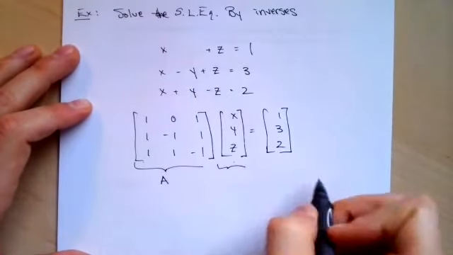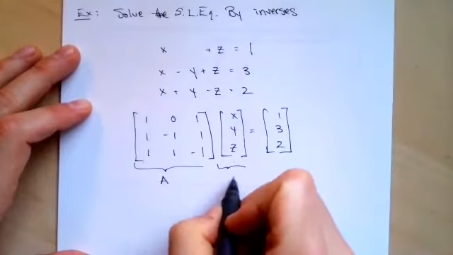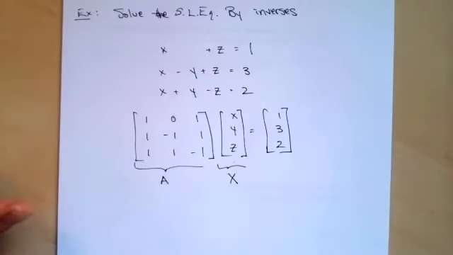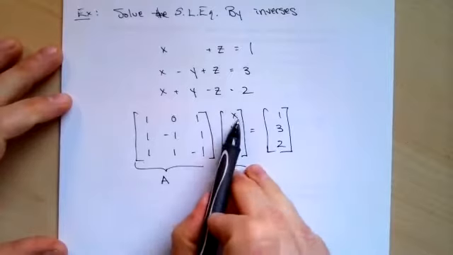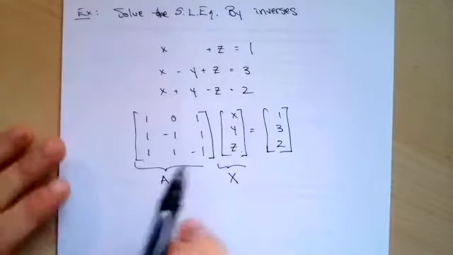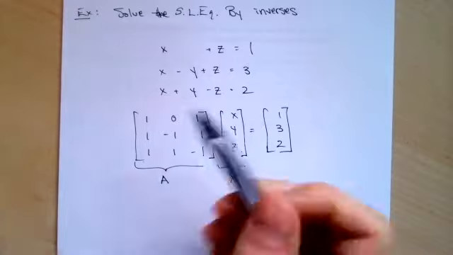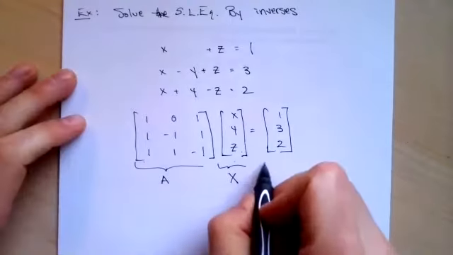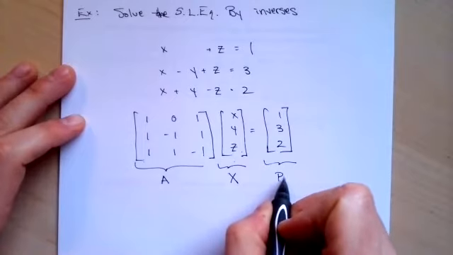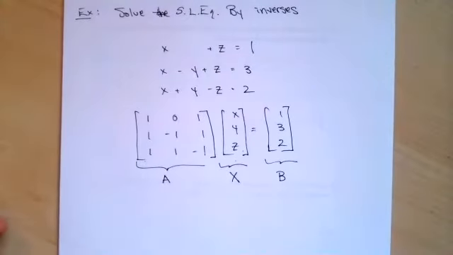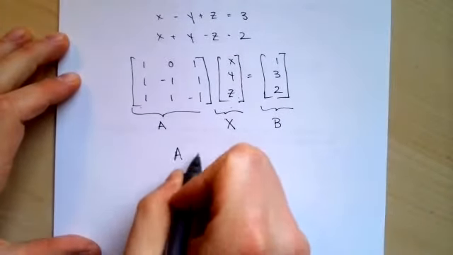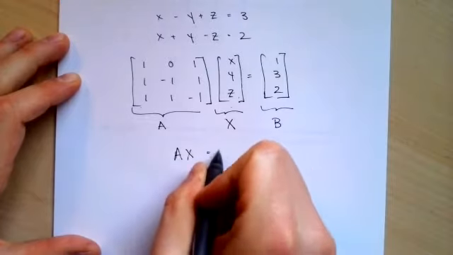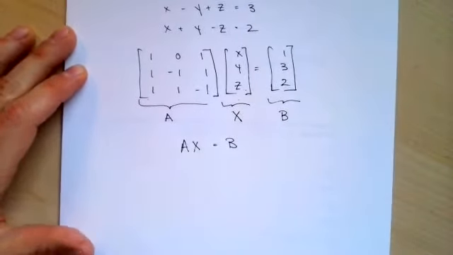And typically when we have our variable vector, we'll call it capital X. So capital X, sometimes we'll write it as x1, x2, x3 with just subscripts for the indices, or we can write it as x, y, z. But capital X in general is our variable vector. And then this guy, let's call B for our constants. So what we're doing is we're trying to solve the equation AX equals B.